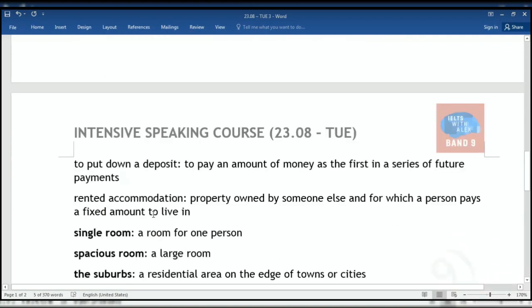Single room. Spacious room. The suburbs.